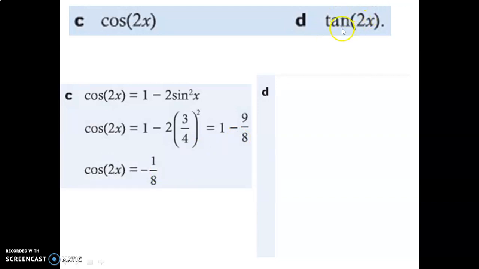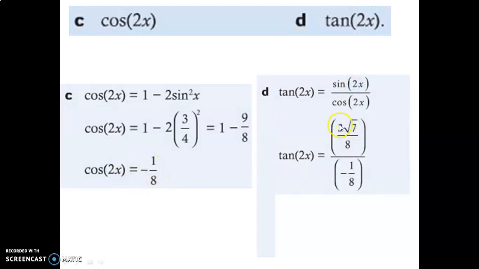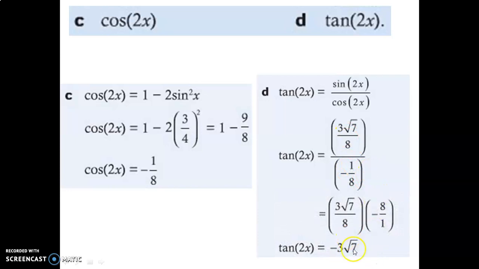Okay, in D, now we're looking for tangent of 2x. Whenever you see tangent, you should think about the property that tangent is actually sine over cosine. And since we have 2x here, we're going to write 2x and 2x here. So now you simply put in your values for sine 2x and cosine 2x, which we found. For example, here's cosine 2x, and in the previous slide we had sine of 2x. And those are our values there. Simplify that, and we get this answer here.